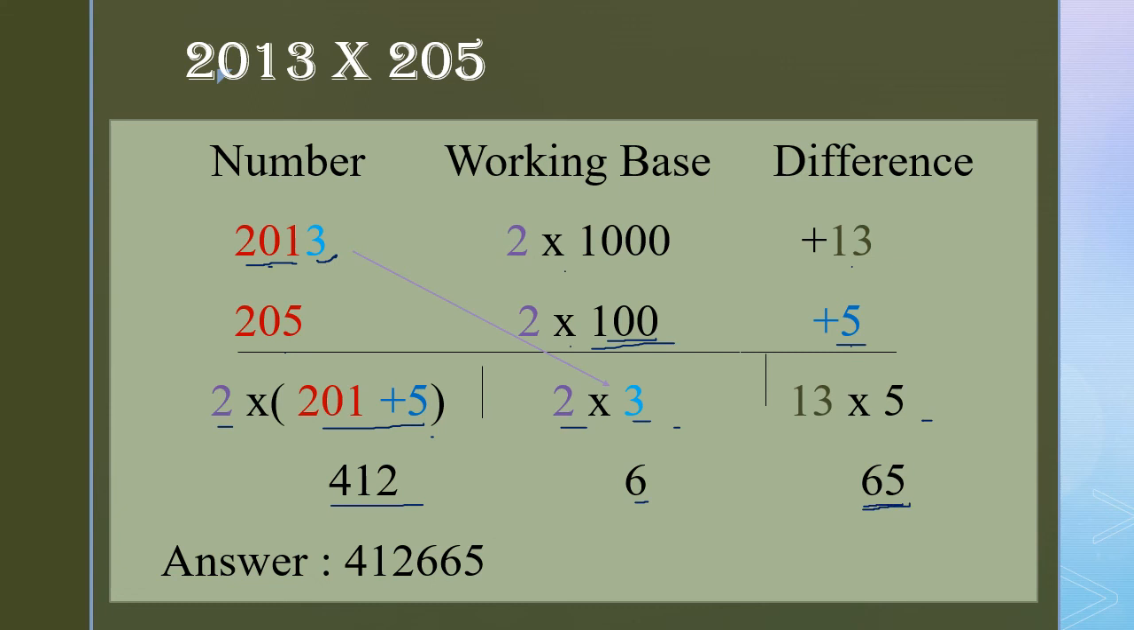So no change here. For the second part, we have to check the zeros in the working bases. Here we have 3 zeros and here we have 2 zeros. Now 3 minus 2 is equal to 1. So this part should be a single digit, which is fine, as it is already a single-digit number. And then 412. So we combine it and we get 412665 as our result.